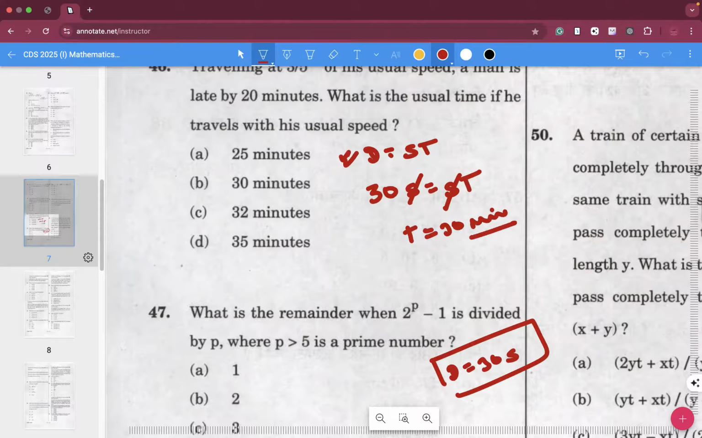30 is what? Minutes. We assumed that over here t is the usual time with which he reaches his destination. That's exactly what we assumed over here, right folks? Now we'll move to the next question over here.